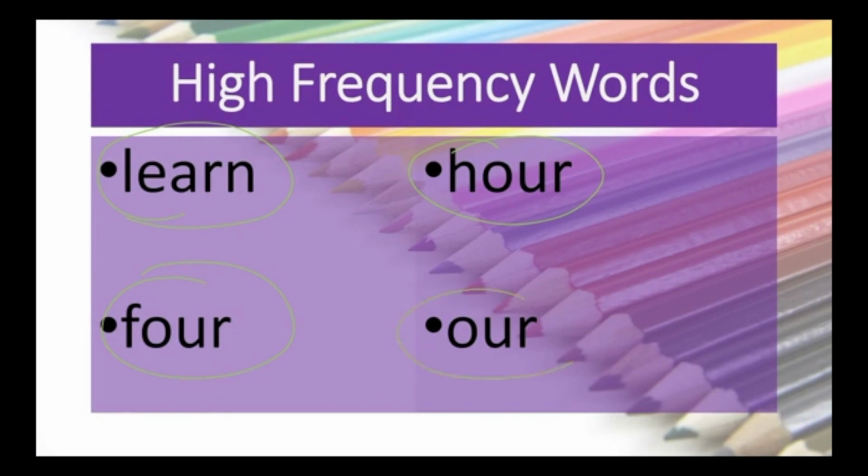And the last word is our, like we are going to our favorite place. So in this case, you don't have the H on the word. Go ahead and spell O-U-R. O-U-R. Come up with a sentence to go with the word our, like our favorite place to be.